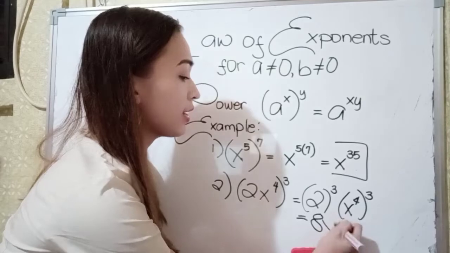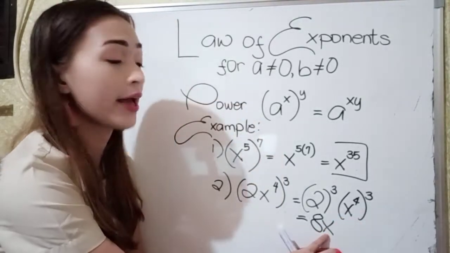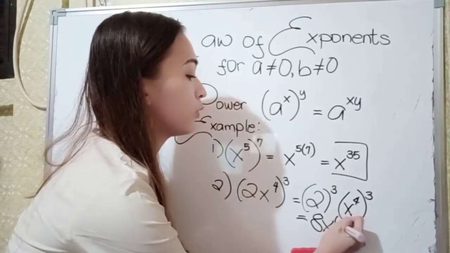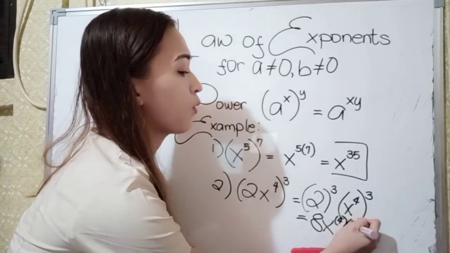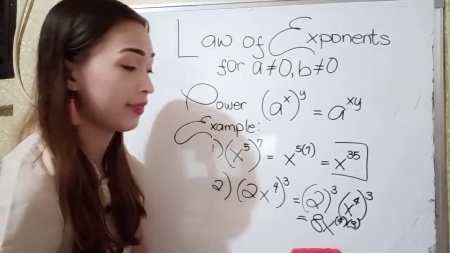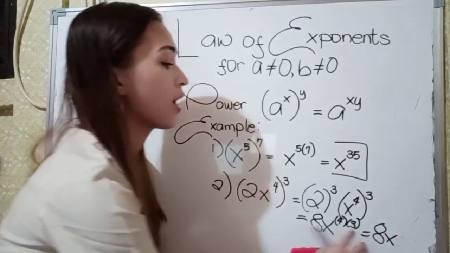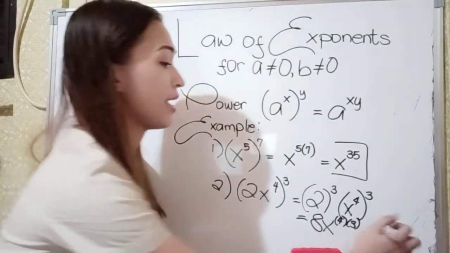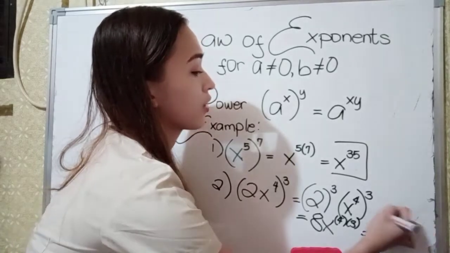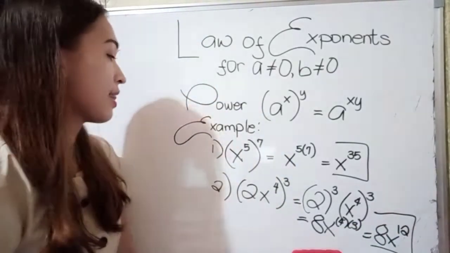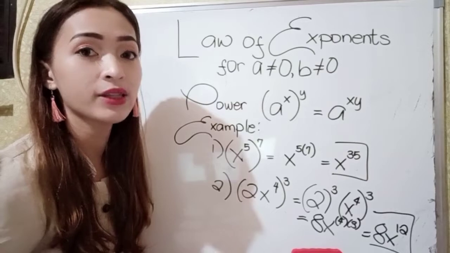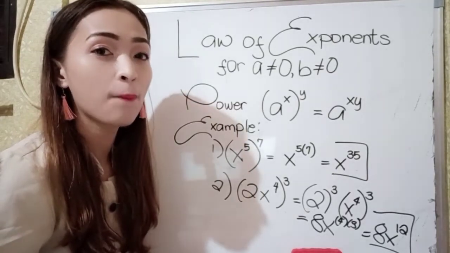Next, copy the base x, and then multiply the two exponents 4 and 3. Now, our answer is 8, x, 4 times 3 is 12. So our answer in number 2 is 8x raised to 12th power.